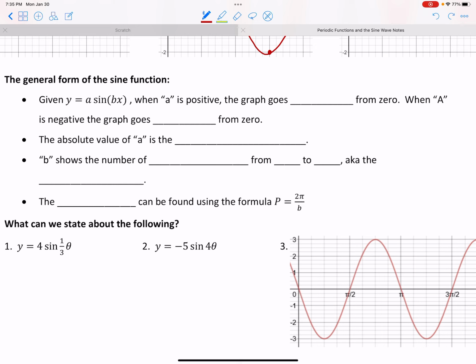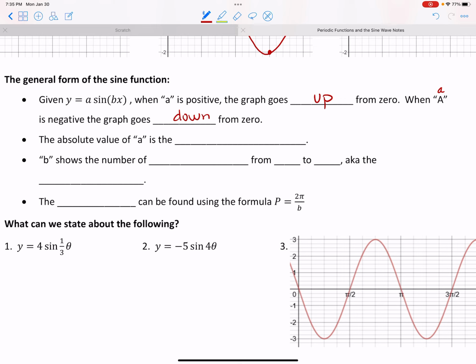So first, when a is positive, your sine graph always starts at 0. When a is positive, then the graph goes up to its maximum from 0. When a is negative, then instead of going up to the max, it goes down to the minimum because it reflects over the x-axis.